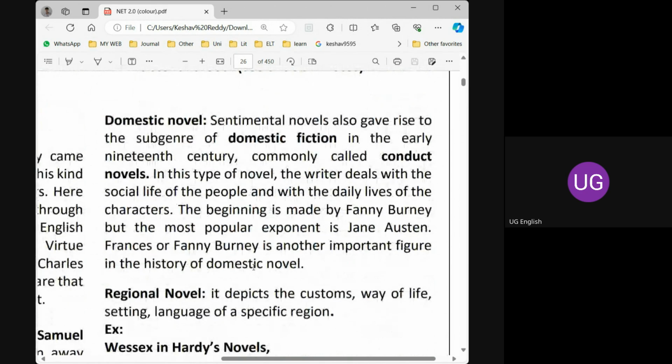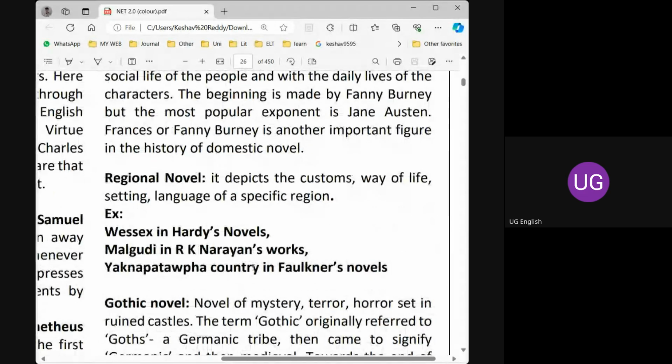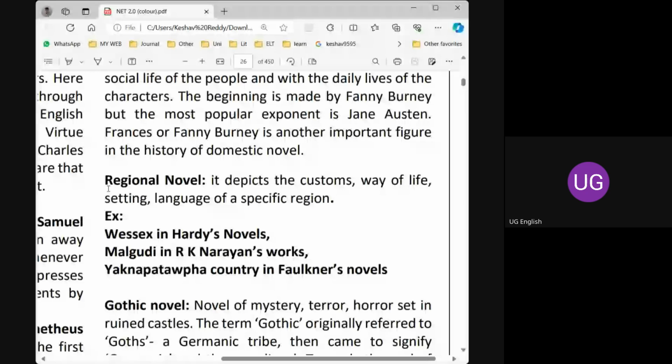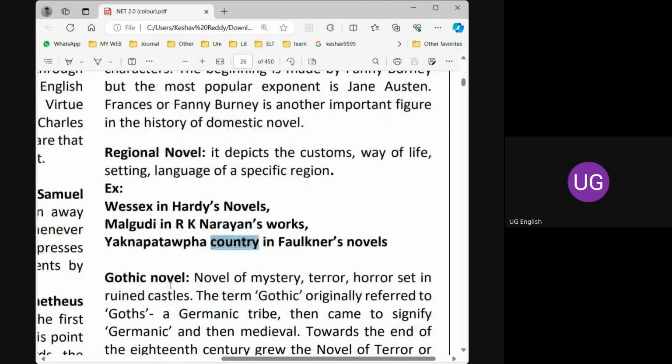Domestic novel is also a subgenre of sentimental novel. Here, this is about the sufferings of domestic life, simply. So Fanny Burney, Jane Austen, all these are exponents of this domestic novel. And we discussed the regional novel also: Wessex, Malgudi, Yoknapatawpha County. This is not country, county. Please make a correction here. I told you yesterday also. So all these are very important.